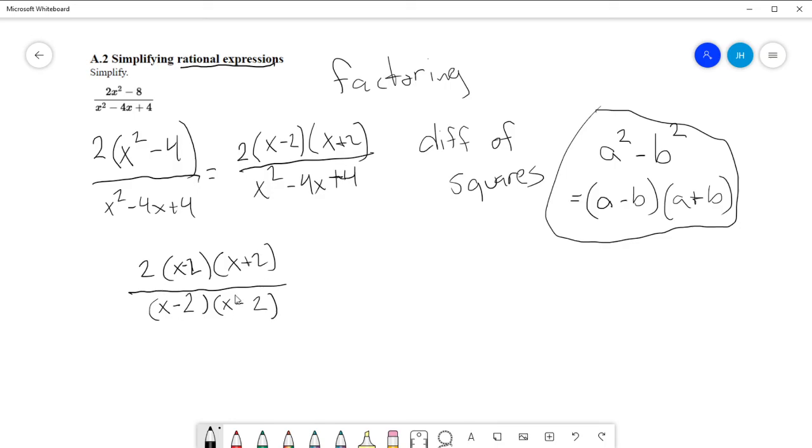Now that I've factored the whole thing, I can simply cancel out any factors which are in common on the top and bottom. For example, right here I have x minus 2, and here I have x minus 2. And that's about it. Once I've canceled out all the factors that are possible, I just go ahead and rewrite everything. I have 2 times x plus 2 on top, and on bottom I have x minus 2. And that's it. That's my solution.